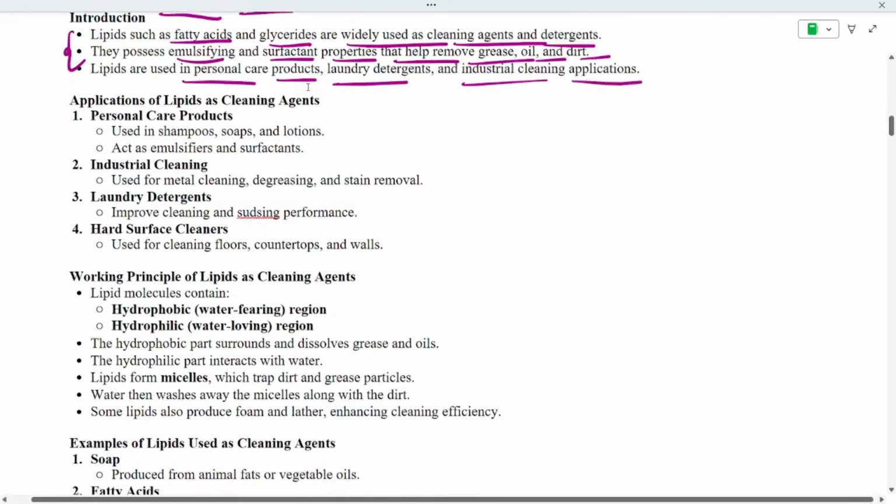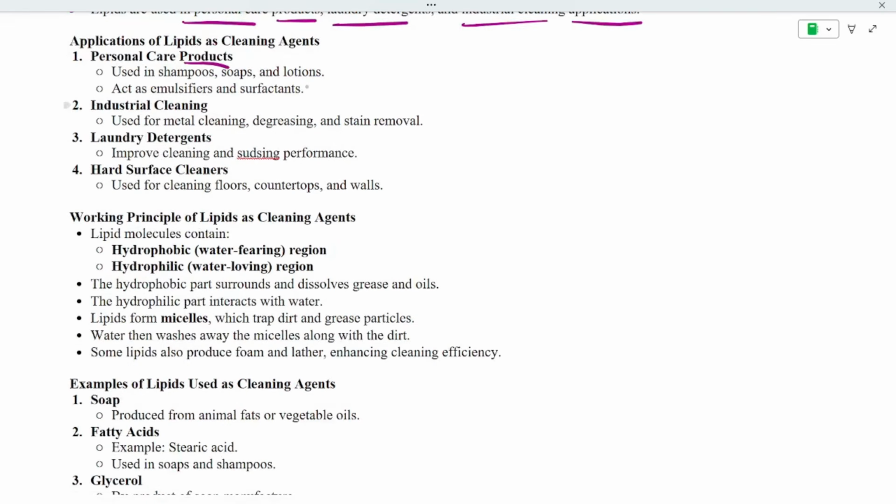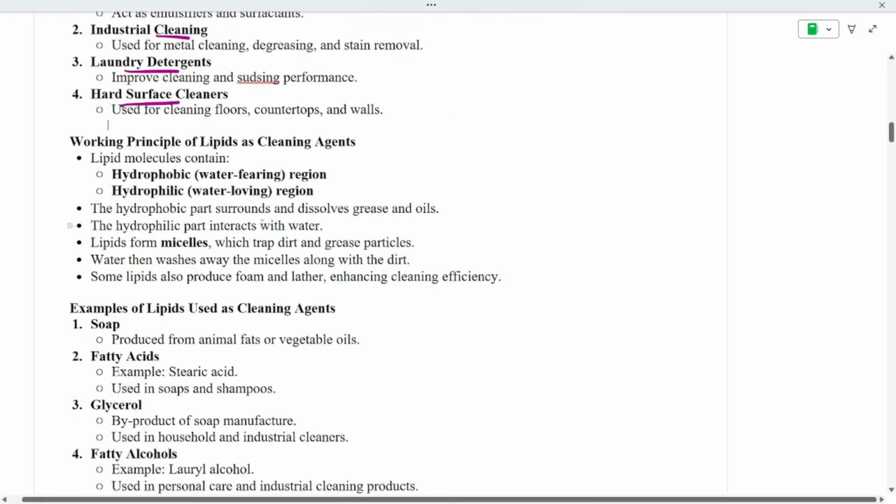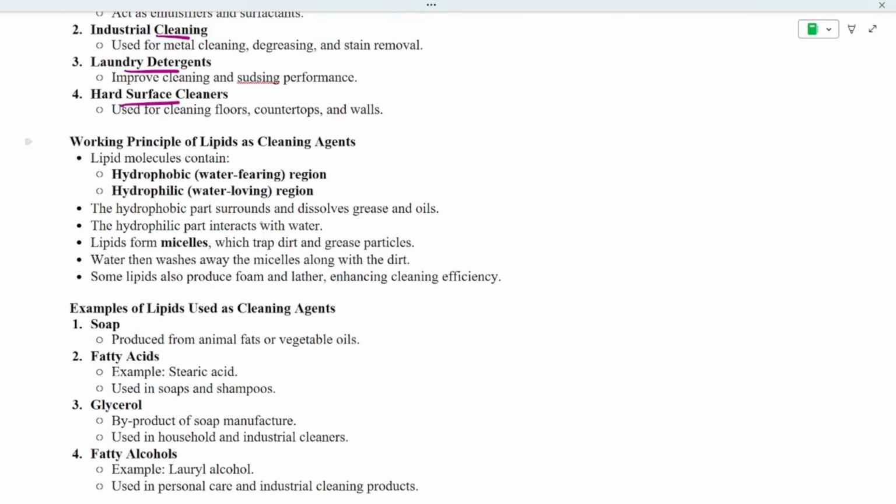Okay, next, what are the applications? Personal care products, industrial use, laundry detergent, hard surface cleaners and all. What is the working principle? First, a lipid has two regions, hydrophilic and hydrophobic. Hydrophobic is the water-fearing region, hydrophilic is the water-loving region. They will have two regions. The hydrophobic part will surround and dissolve grease and oil.